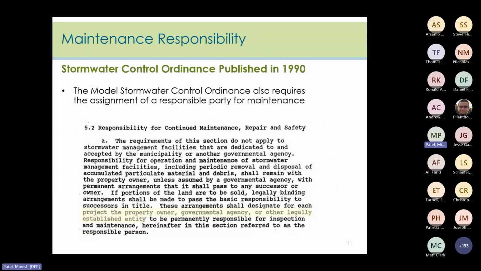The model ordinance that was issued in 1990 has required the responsible party to be the property owner of the project, a governmental entity, or other legally established entity, such as a homeowner association. It does not impose the responsibility on a homeowner of a single lot, unless the homeowner owns all of the lots in that development. So the responsible party should not be a single homeowner.